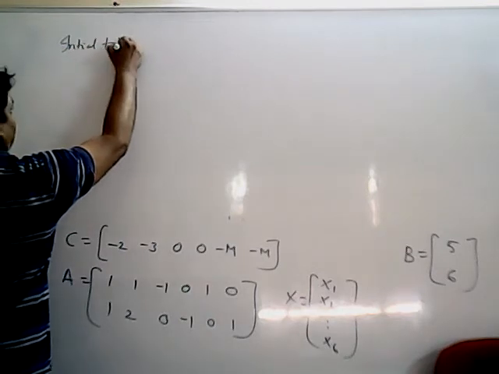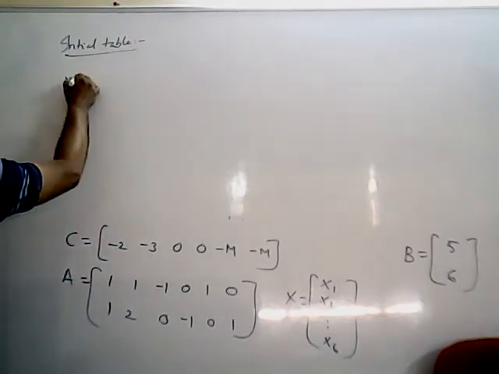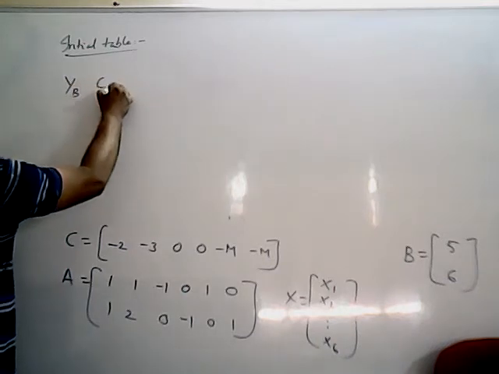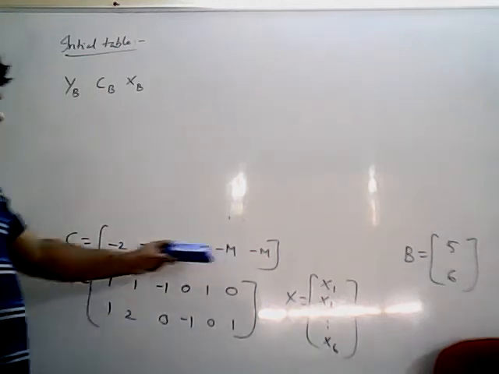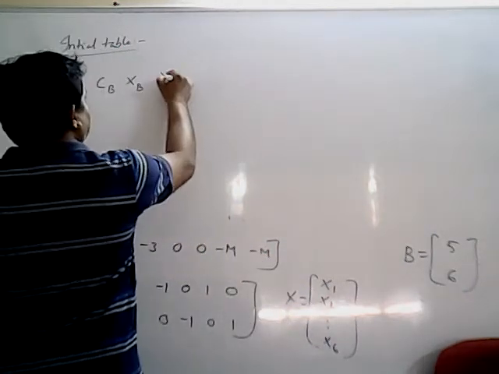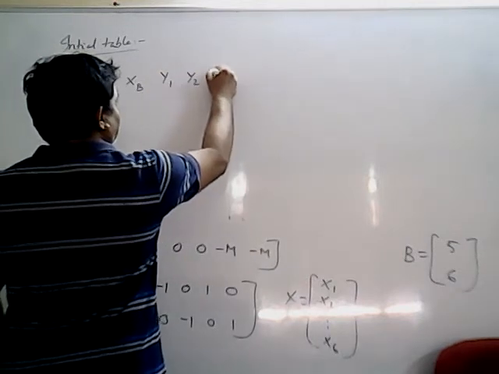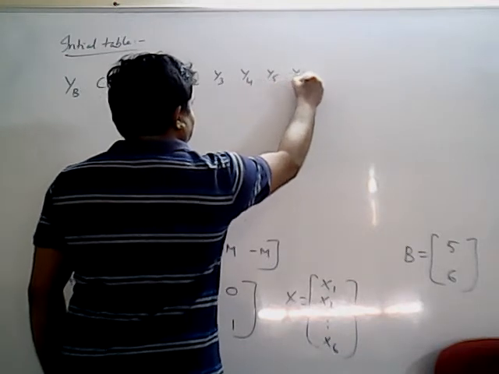Initial table. What is the first column required? First column required is YB. What is the second column required? CB. Next column required is XB. Now, how many variables are there in the problem? 6. So what are the variables? Y1, Y2, Y3, Y4, Y5, Y6.